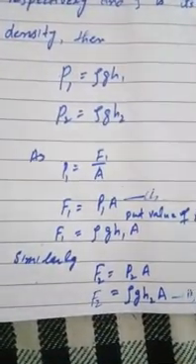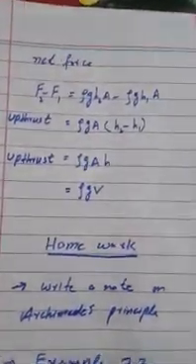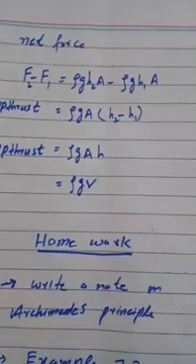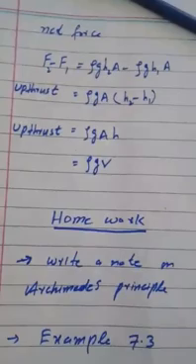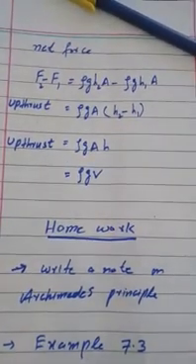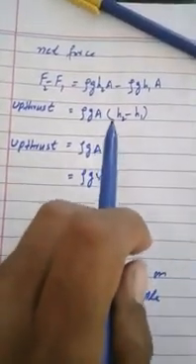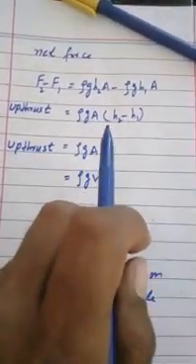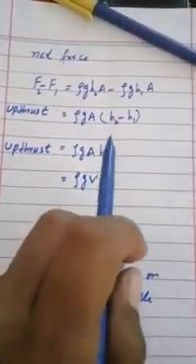If we take the difference, the net force of F1 and F2, we subtract the smaller force from the greater force, so the net force becomes F2 minus F1 is equal to rho g h2 A minus rho g h1 A. That is equal to rho g A, taking rho g A as common, and the remaining part will be h2 minus h1. As h2 minus h1 is equal to h, we put that value in.